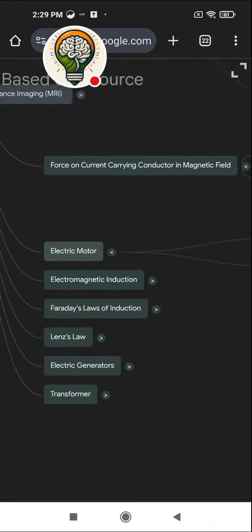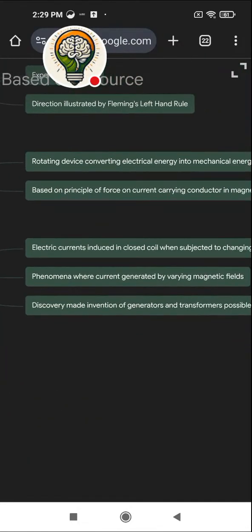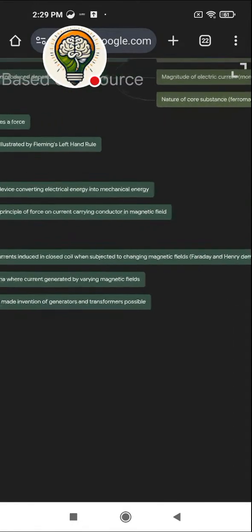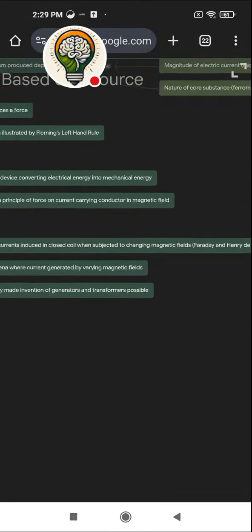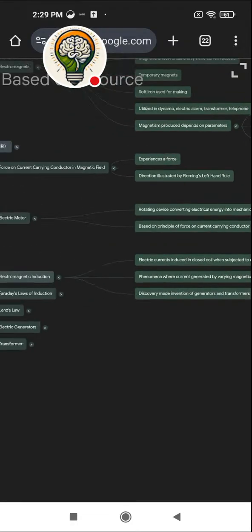Then the electromagnetic induction. An electric current is induced in a closed coil when subjected to a changing magnetic field. Faraday and Henry demonstrated it, the phenomenon where current is generated by varying a magnetic field, and this discovery made the invention of the generator and transformer possible.